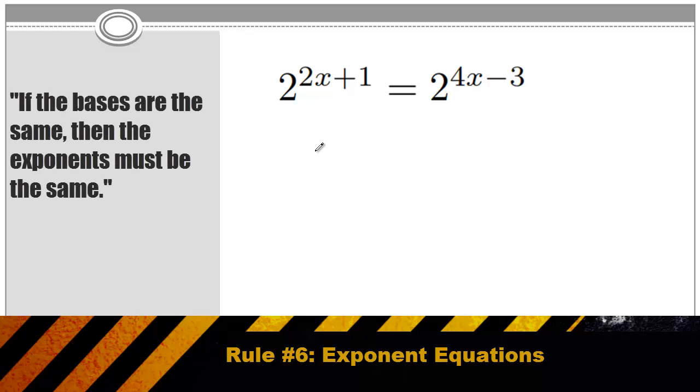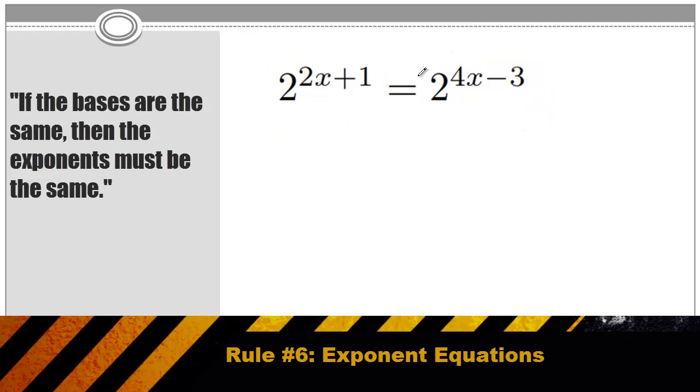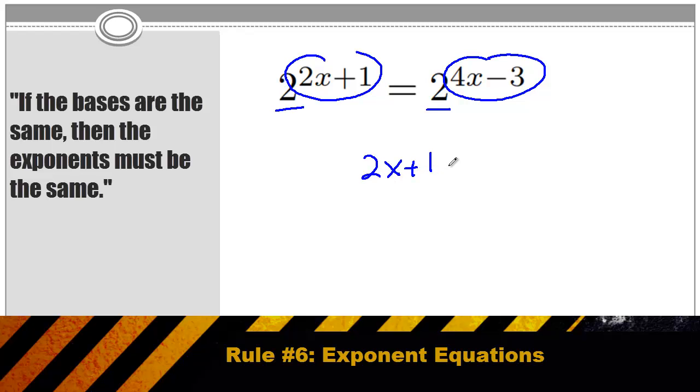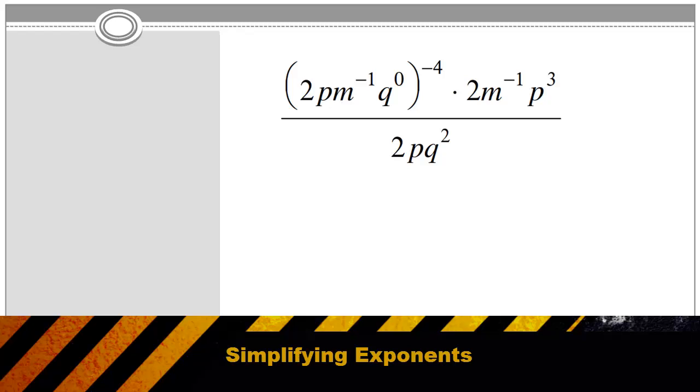And your last rule is that if you ever have two numbers set equal to each other and their bases are the same, then that means their exponents must also be the same. So that means I could rewrite this equation as 2 to the x plus 1 must be equal to 4x minus 3. And then I just solve like a normal linear equation. Subtract 2x from both sides, add 3 to both sides, and I get 4 is equal to 2x, or x is equal to 2. So here's a problem that's about as tough as you're going to see on your exam.